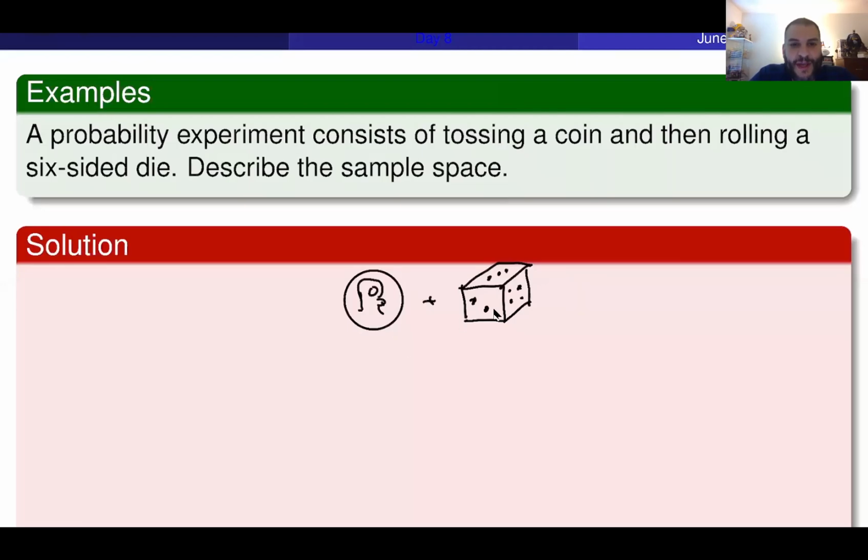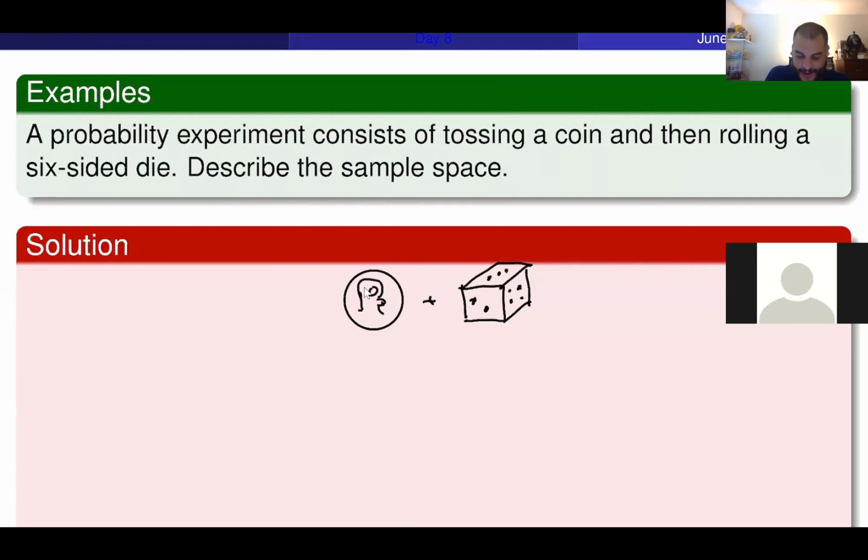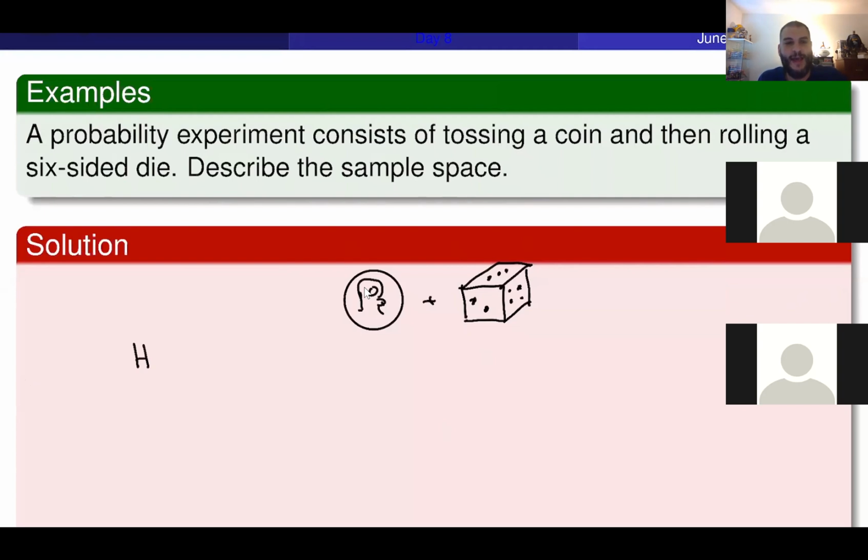So we have the coin and then we have this die. When I flip a coin, what could the coin land on? Heads or tails. Yeah, heads or tails. So let's say the coin landed on heads. Then I'm gonna roll the die. Now, when I roll the die, it can land on 1, 2, 3, 4, 5, or 6.